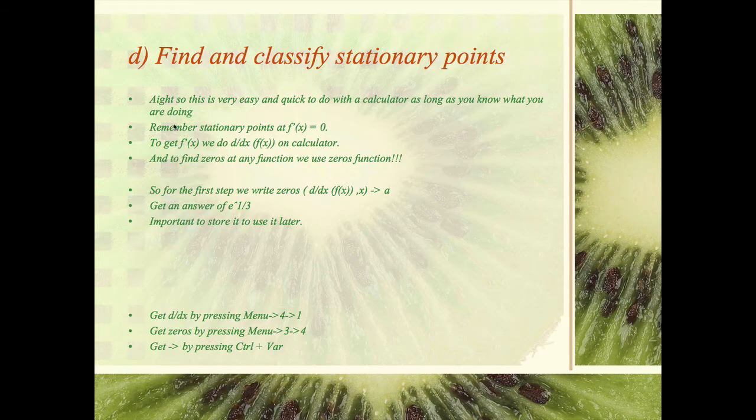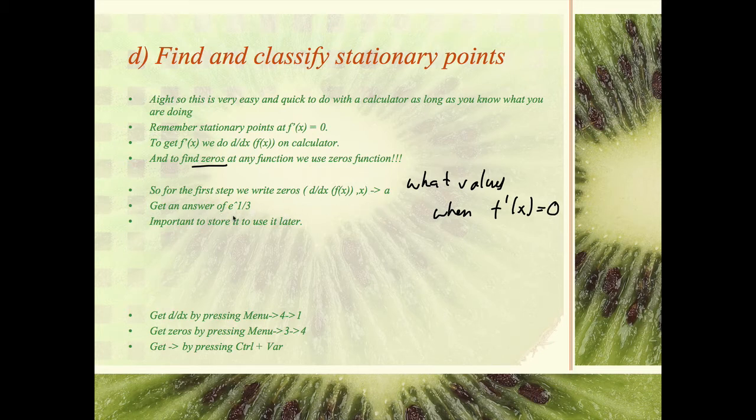Okay, now find and classify stationary points. Well, this is really quick and easy if you understand what you're doing. We need to remember that stationary points are when f dash of x is equal to 0. To get f dash of x on the calculator, we do d over dx of f of x. And to find zeros at any point, like if it's f dash dash of x or whatever, you use the zeros function. So for this step, we do zeros of f dash of x with respect to x, which just means what values of x make f dash of x 0. That's all this whole thing does.